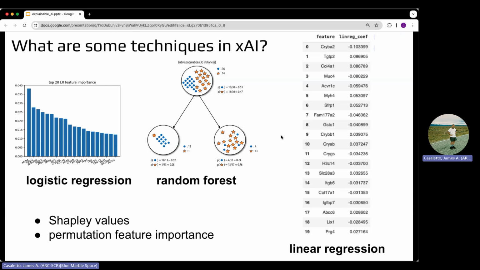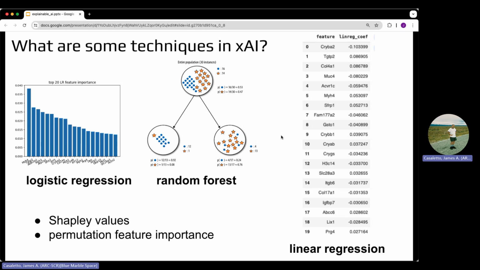What are some techniques in explainable AI? Some AI models have feature importance built into them. For example, in logistic regression, the coefficients of the regression model may be used as a crude form of feature importance. The larger the coefficient, the more it contributes to the model classification.